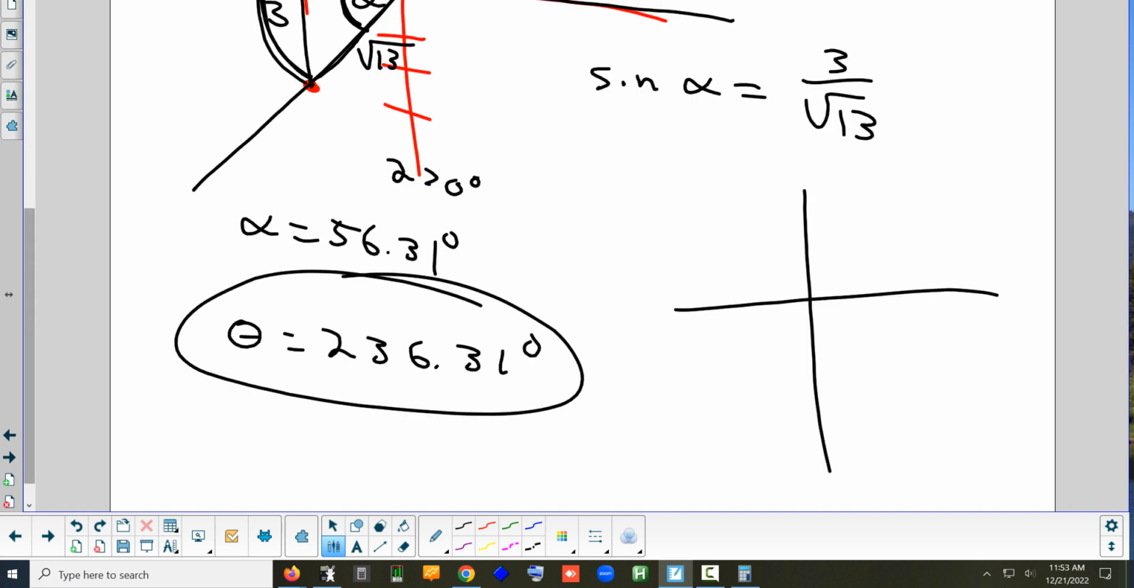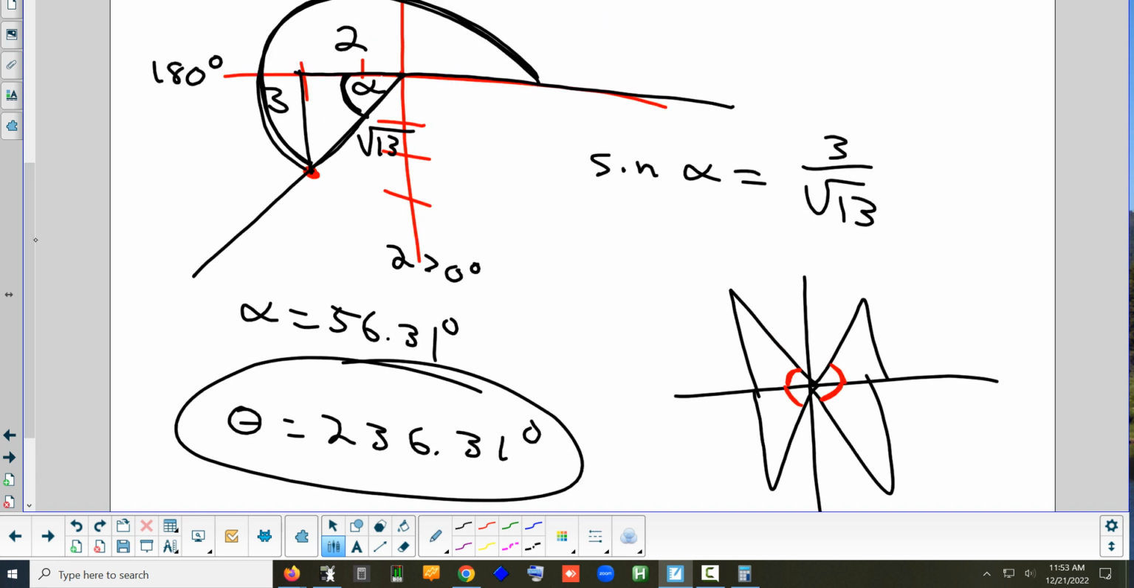So when you draw your triangle, doesn't matter what quadrant you end up in, the reference angle is always the angle right there. It's the angle between the hypotenuse and the x-axis. I guess you could think of it that way. The reference angle is the angle between the hypotenuse and the x-axis.